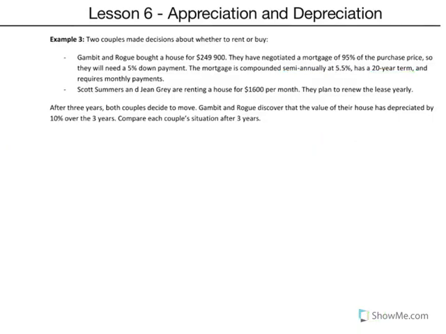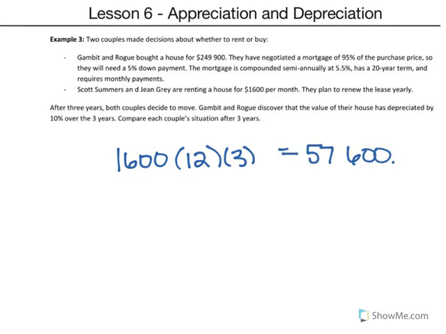Alright, to do Scott and Jean, they're renting the house for $1,600 per month, so times 12 for 3 years. And they ended up spending $57,600. So they spent less money over the 3 years than actually buying the house. So good for them.